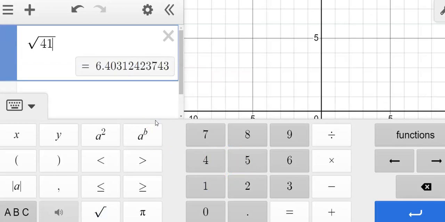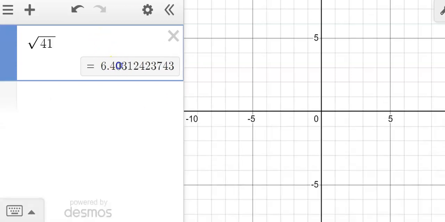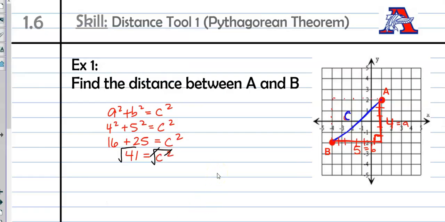We're going to round to 2 decimal places in this class, unless you hear otherwise. So I'm going to round to 6.40. Now this third decimal here is a 3, so we're not going to round up. If it was 5 or larger, we would round up to 6.41, but it's not, so we'll stick with 6.40 as our answer.